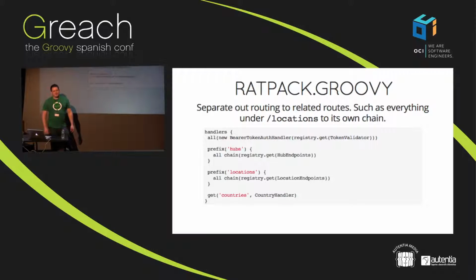So how to actually go about that? In ratpack.groovy, one of the ways we like to do it is separate related routes, such as everything under /locations, into its own chain. And so you can use your own handler chain and do it. That's mostly readable, right? Okay. So you can see we have this prefix of hubs or locations. So everything that's /hub or /locations will delegate into this chain. And then we're adding the location endpoints as a chain.